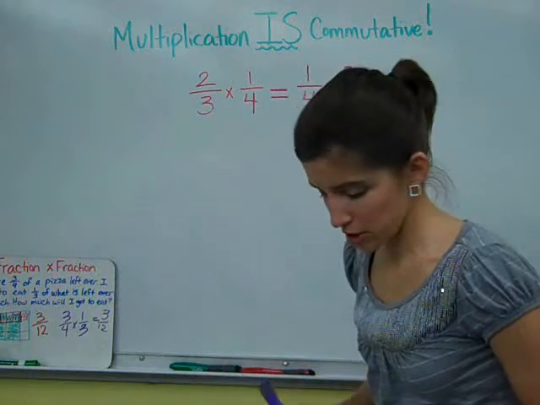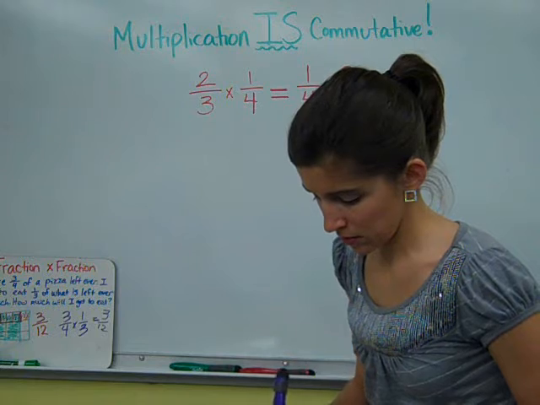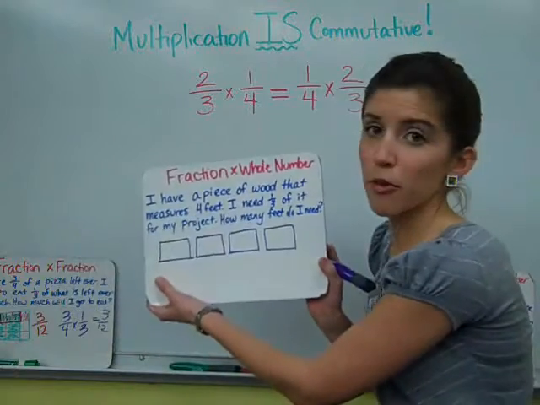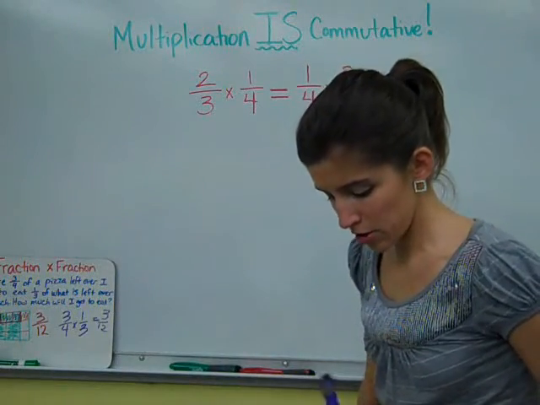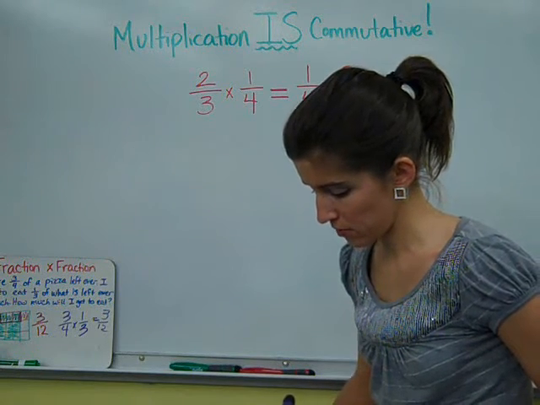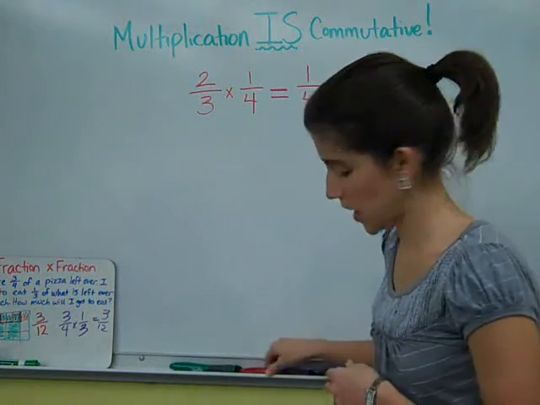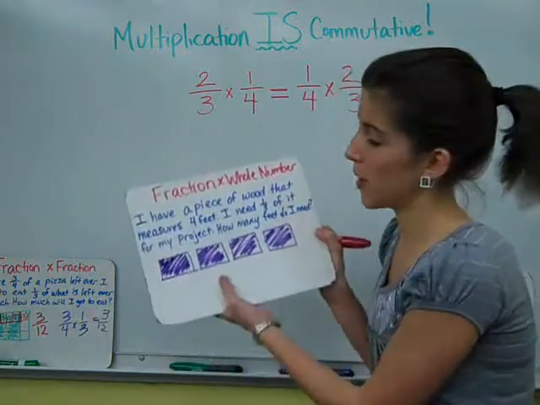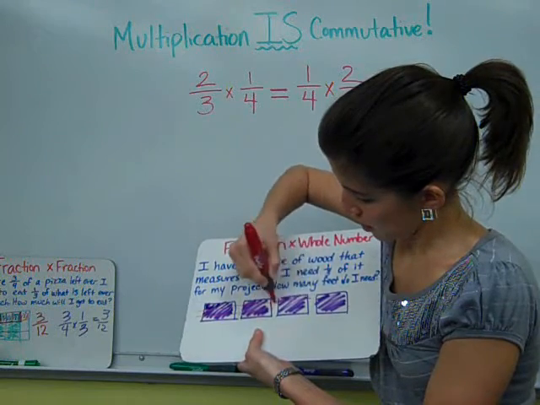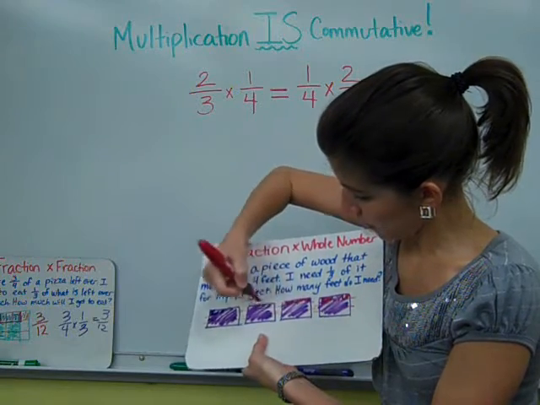So again, I'm going to draw my picture. This time I've got 4 different feet of wood. So here's my 4 feet of wood, and I'm going to shade in all 4 of them because I have those 4 feet, like this. And then after that, because I'm taking 1/3 of each of my feet, I'm going to chop each piece into thirds and shade in that 1/3.